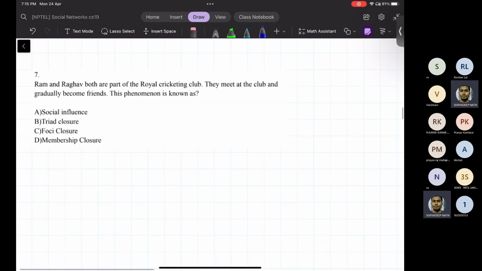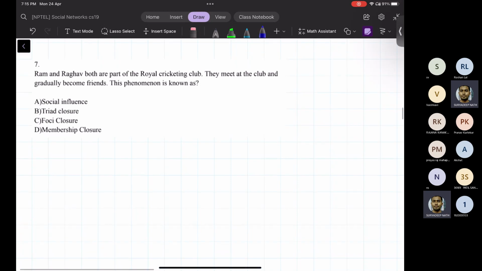Coming to question number 7. Ram and Raghav both are parts of a Royal Cricketing Club. They meet at the club and gradually become friends. So what is this phenomenon known as? So you have this Royal Cricketing Club, RCC, and you have Ram, you have Raghav. They came to the Royal Cricketing Club and then they became friends.